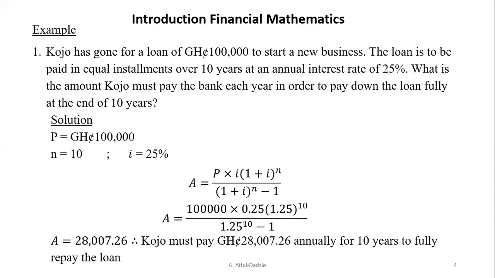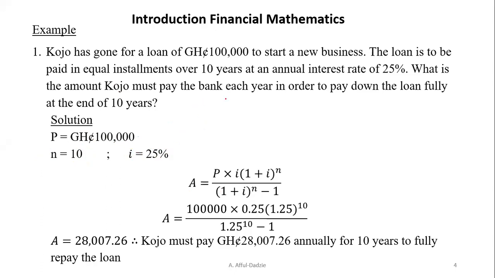So today, Kojo has gone for a loan of 10,000 cedis. Okay, 10,000 cedis. And Kojo, sorry, 100,000, forgive me, 100,000. Kojo is supposed to pay back this loan for 10 years. And then the interest rate is 25% for 10 years.